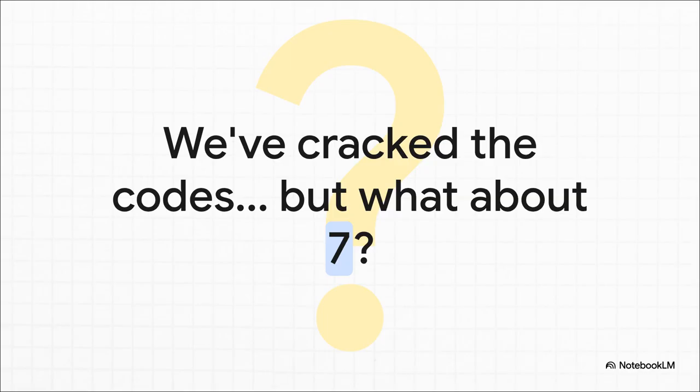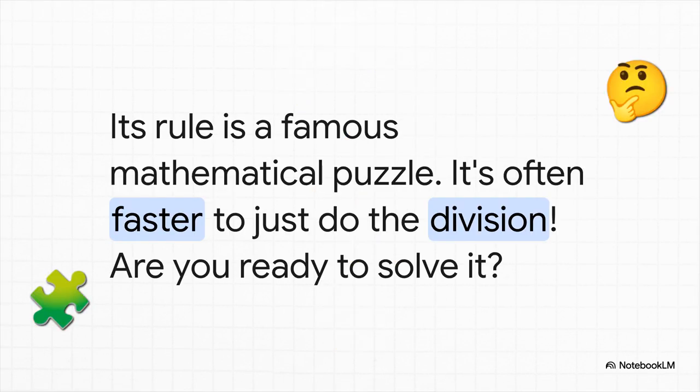We've got these awesome, simple tools for most of the numbers you'll run into, but you may have noticed there's one famous number missing from our list. What about 7? Why didn't we cover a rule for 7? Well, the truth is, a rule for 7 does exist, but it's so famously complicated that most of the time it's actually faster to just do the division. It's become a bit of a mathematical puzzle in its own right, and it's a really cool challenge for anyone who wants to take their learning to the next level. So are you ready to look it up and try to solve it?